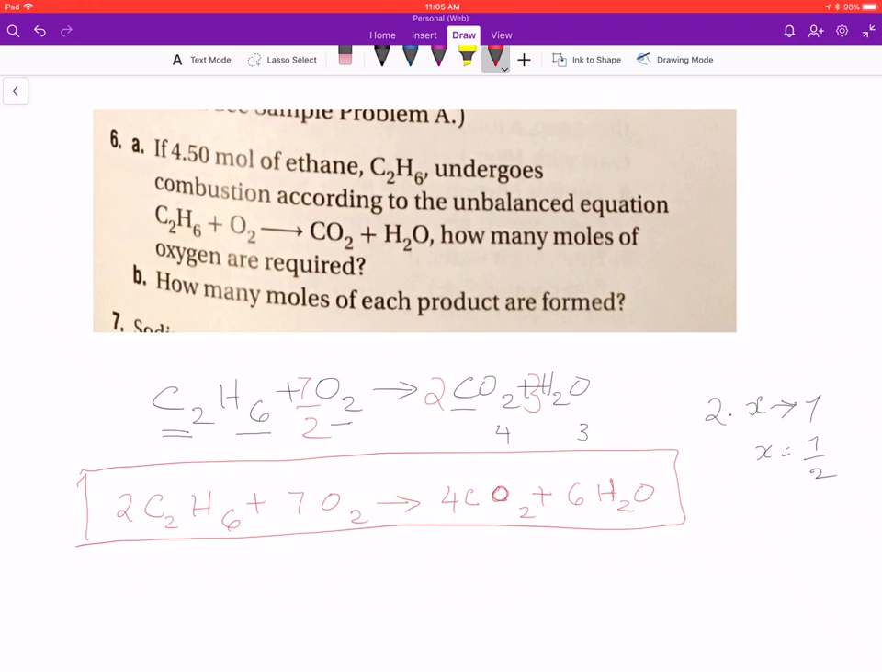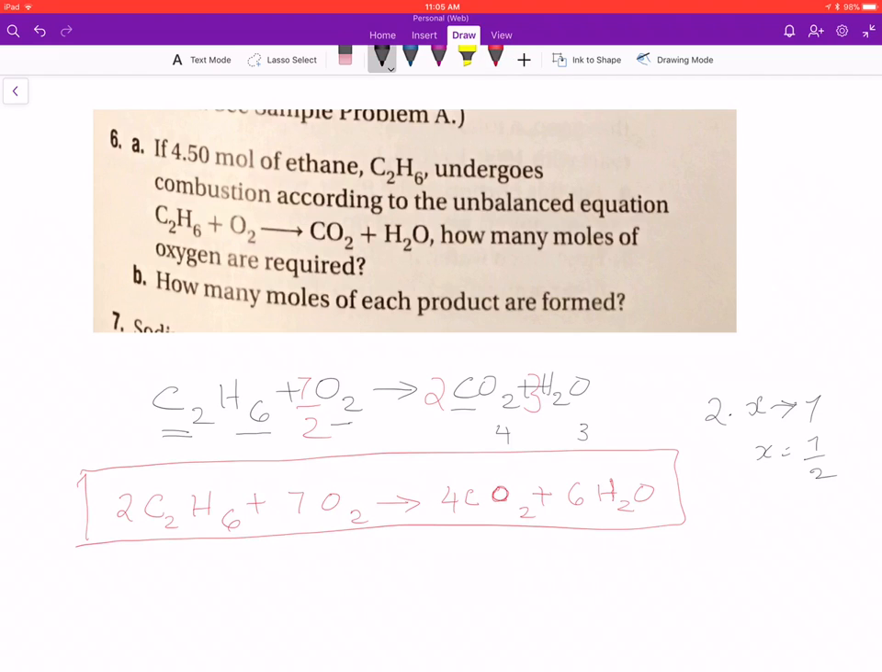Is that accurate? Is the equation accurate? I think so. We'll see. Is the equation accurate? Balanced one. 2C2H6 plus 7O2 yields 4CO2 plus 6H2O. All right. This is balanced.